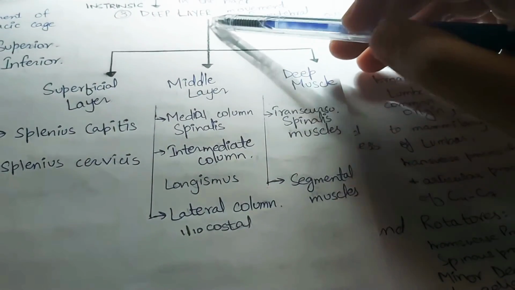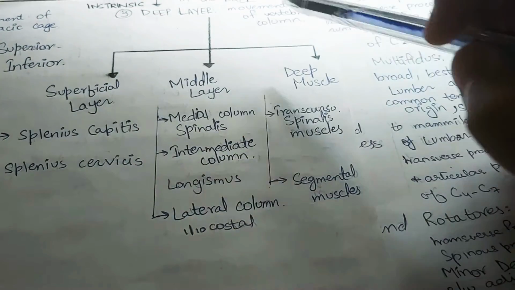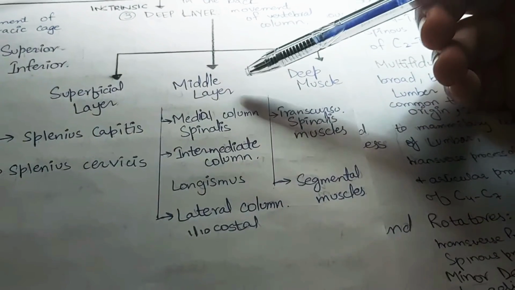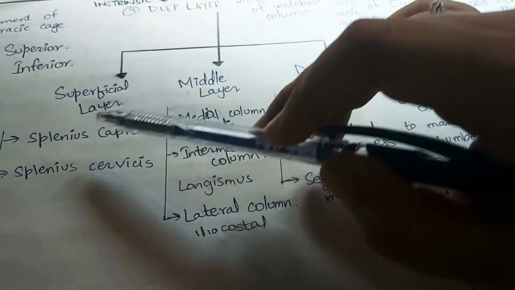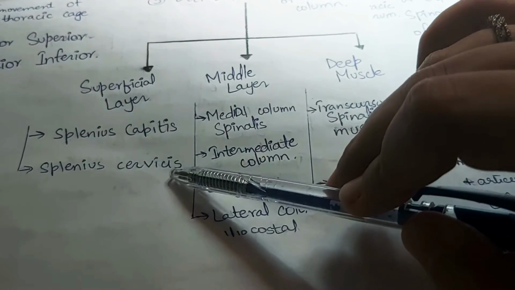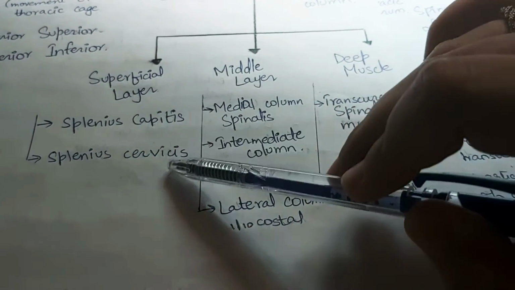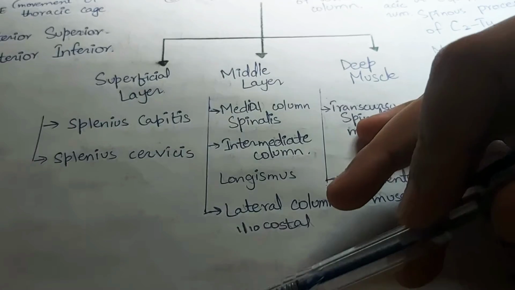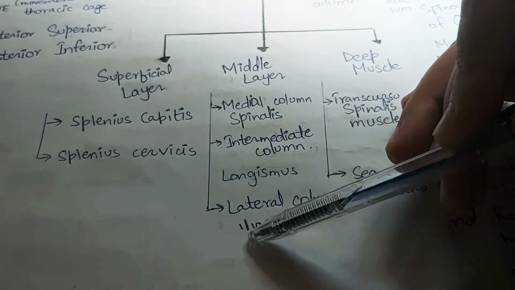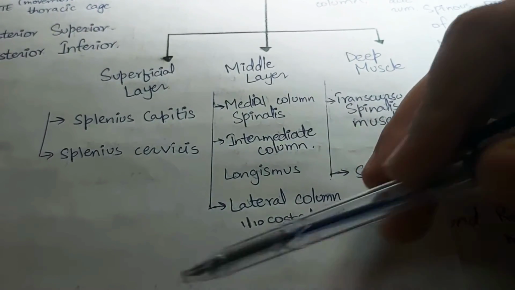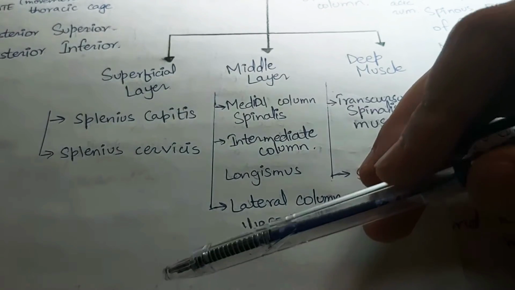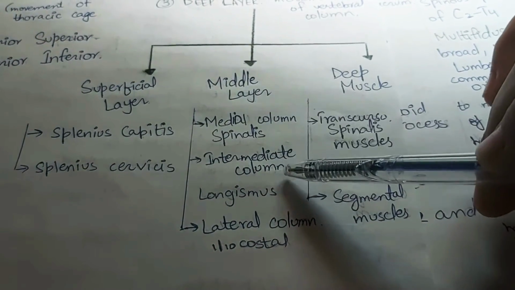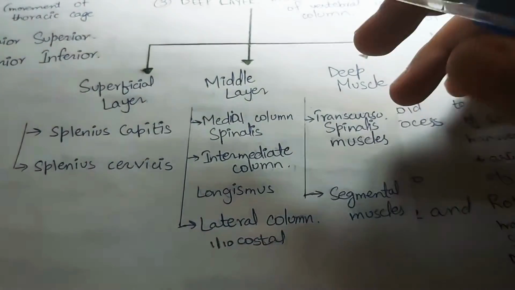The deep layer consists of a superficial layer, middle layer, and deep muscles, and each of these layers has further classification of muscles. In the superficial layer, we have the splenius muscles, the capitis and cervicis. Obviously they will be associated with the upper region of the back. And then we have the middle layer. The middle layer consists of 3 columns of muscles, and they are oriented in a lateral to medial arrangement. The medial one is called spinalis, the intermediate column is called longissimus, and the lateral column is called iliocostalis.